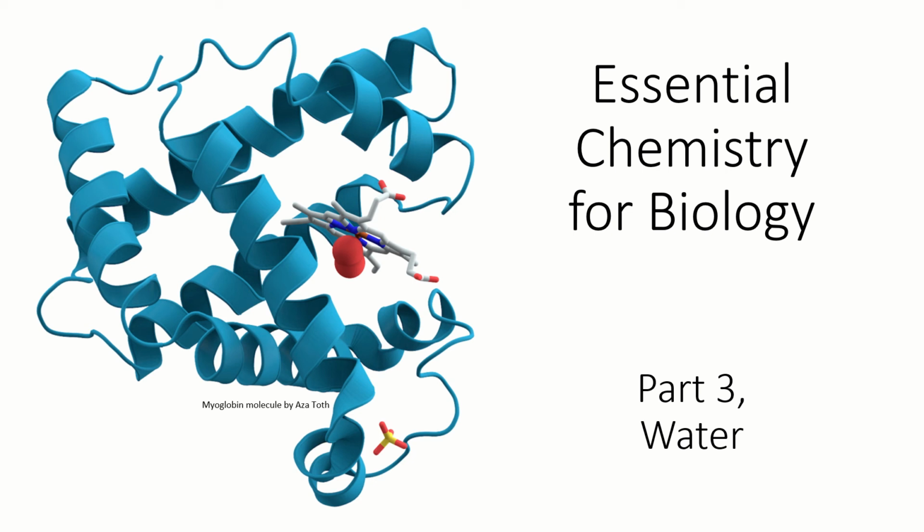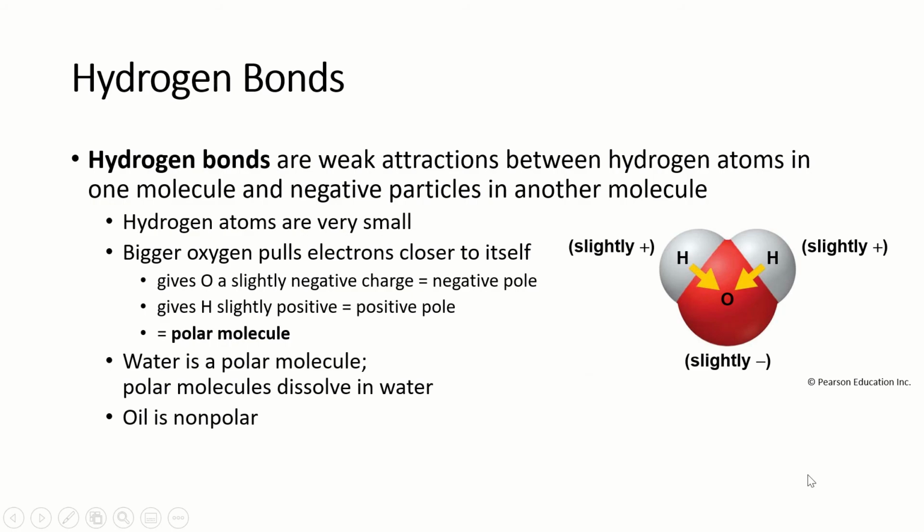Hey, it's Professor Gould, and in this next section, we are going to talk about the molecule that is most important for life on Earth, and that is water. Good old-fashioned H2O. And the thing that makes water cool is hydrogen bonds. So hydrogen bonds are these weak attractions. They're not really chemical bonds, they're just sort of an attraction between water molecules.